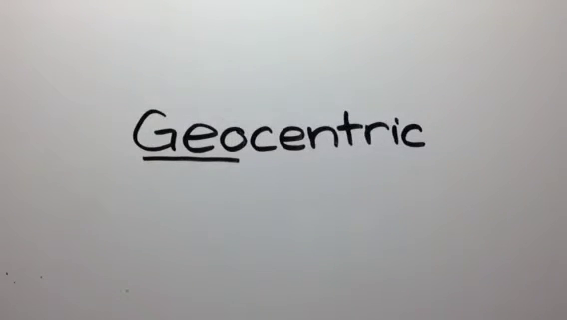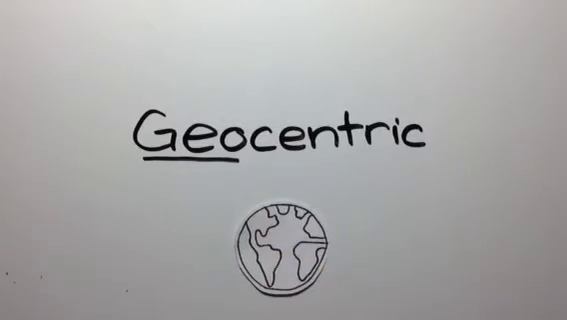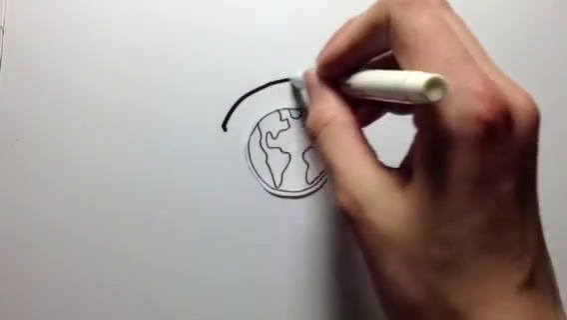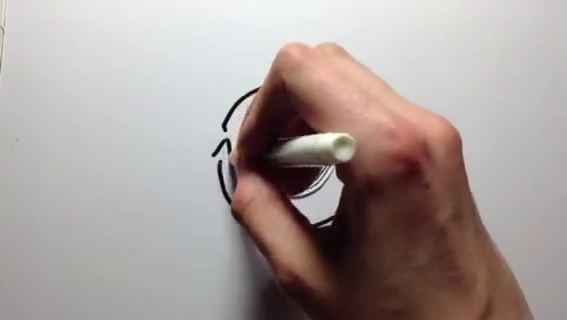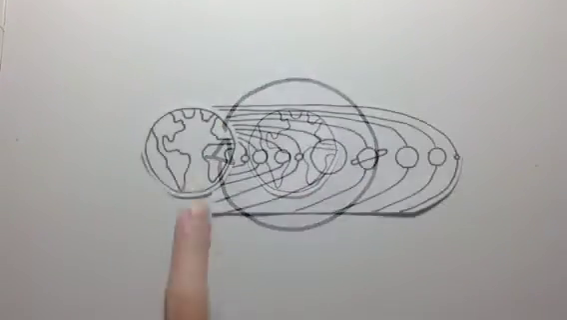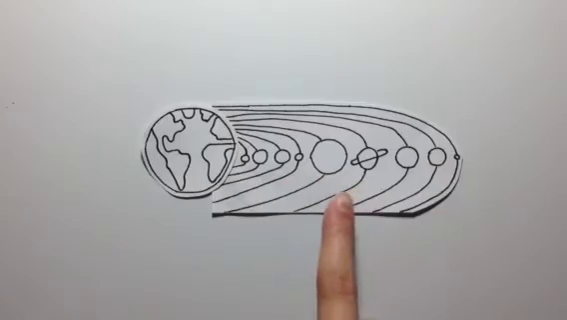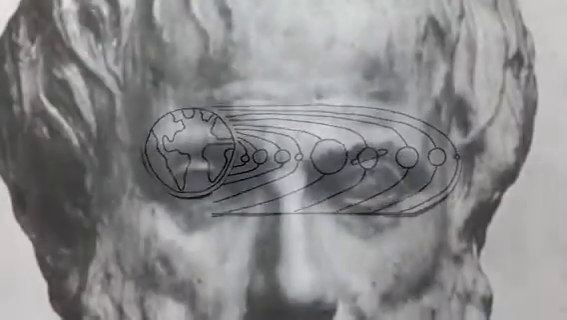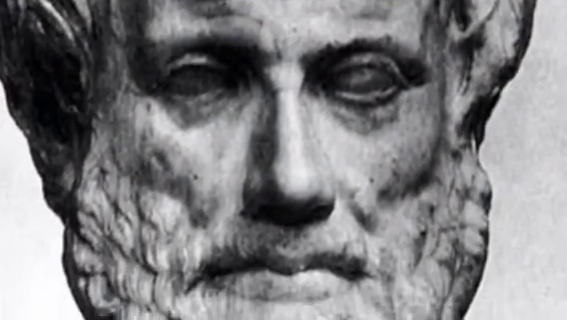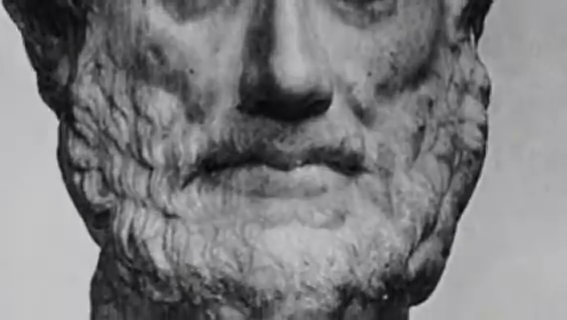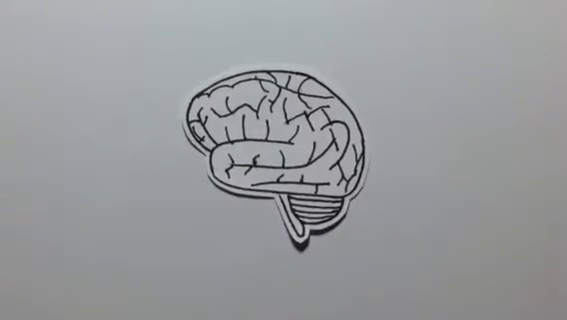Geo sort of sounds like geography. Geography reminds you of the Earth, right? Well, the geocentric model revolves around exactly that. In this model, the Earth is at the center of the solar system. The geocentric model was based on the idea from Aristotle, a Greek philosopher and polymath, or a really smart person.